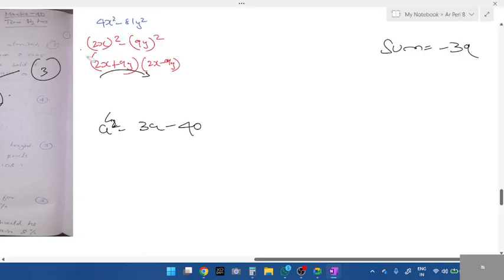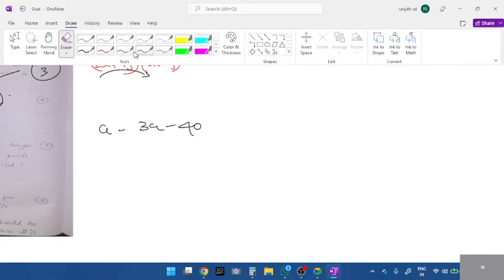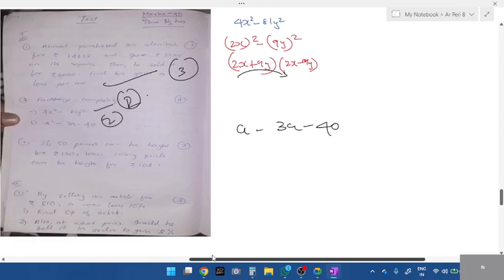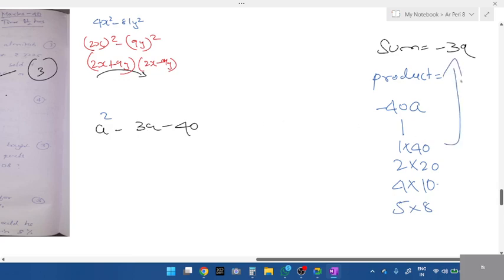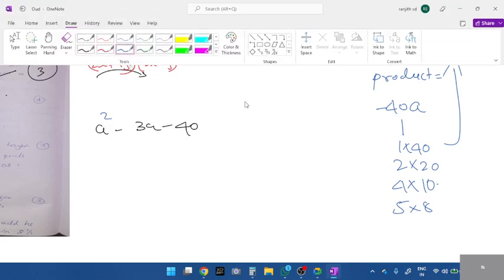Okay, I'm doing the second question. First main, second question, Amani. A square. So this is the sum, what is the product, students? For product, what do you have to do with the two things? Multiply? Yes. Minus 40 a square. Factorize 40. 1 into 40. Then 3 doesn't go. 4 into 10. Then 5 into, which combination gives 3? When you add and subtract, which combination gives 3? Very good. 5 into 8.